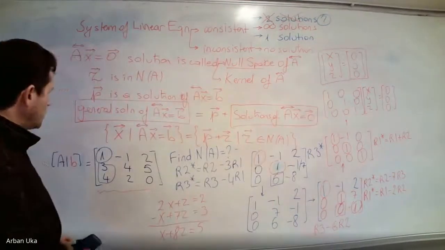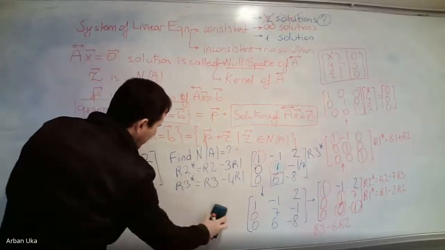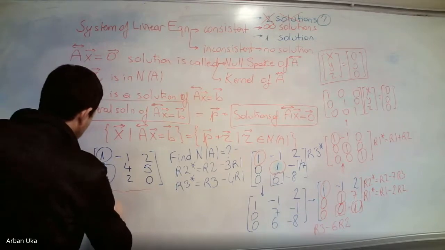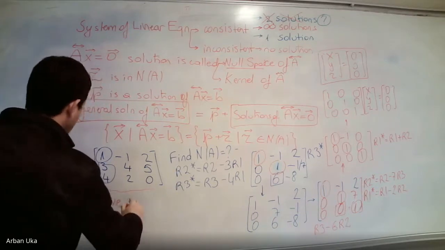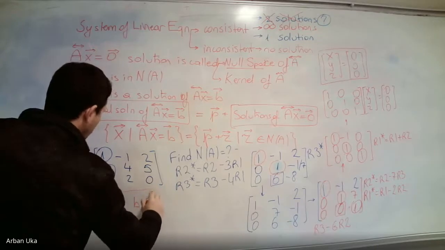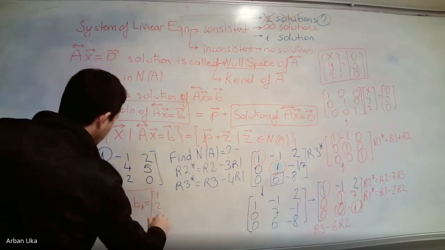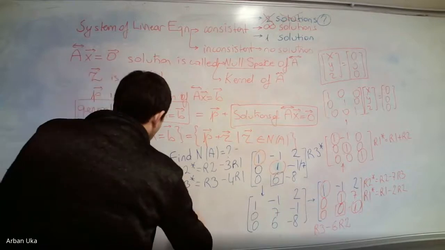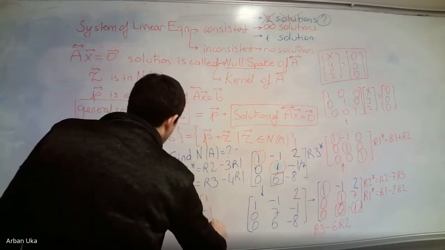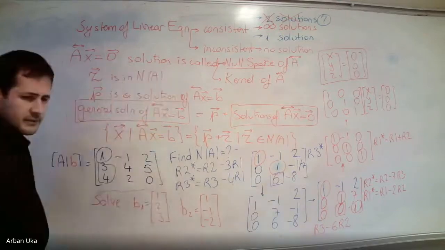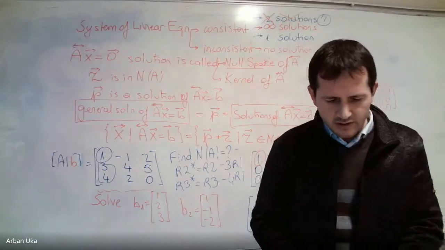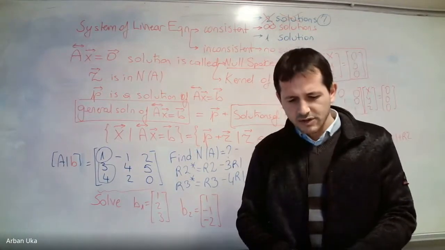Now, I want you to do the following exercise as homework. Solve this one as homework and submit it on the Google Classroom, assuming that B1 is equal to 1, 2, 3, and B2 equal to 1, minus 1, minus 2. Okay? So this is homework, and you have to submit it by next Thursday.